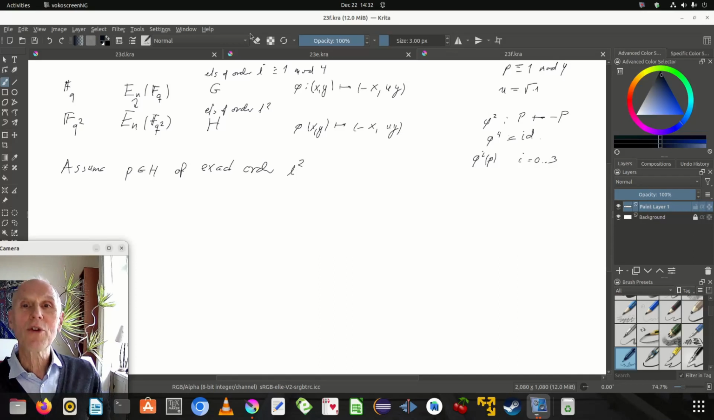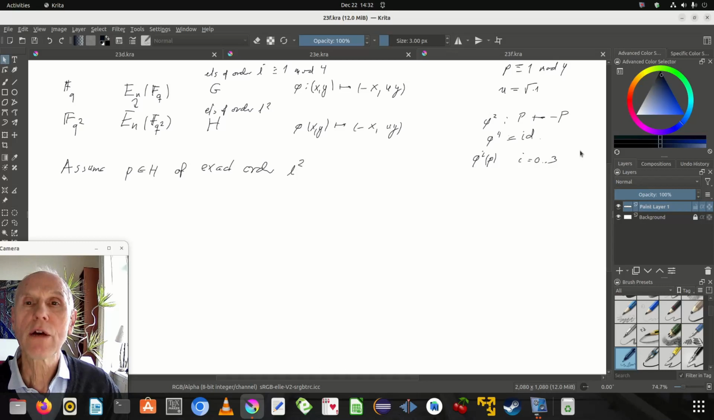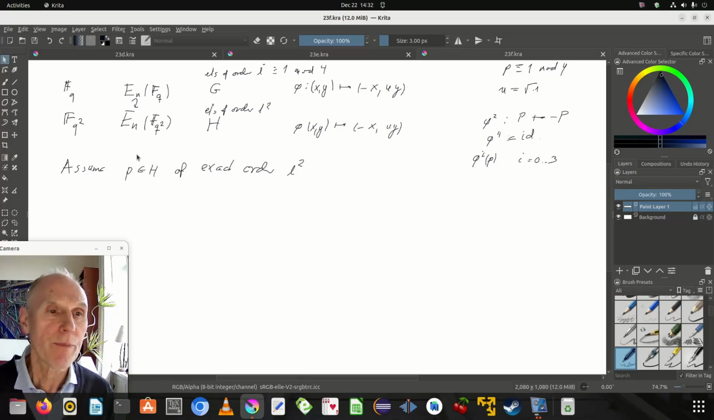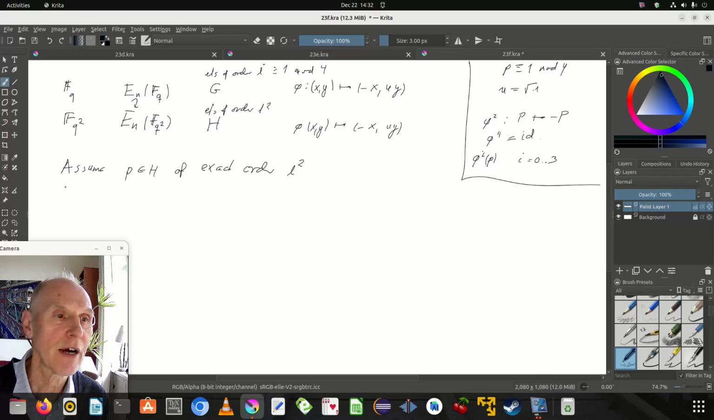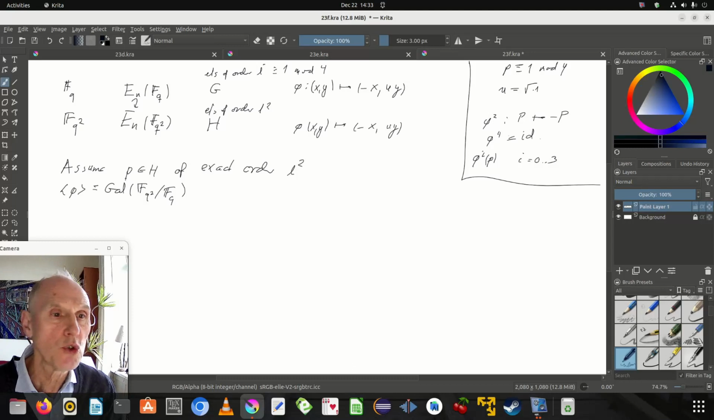Well, it's now the afternoon. I tried to make an example here, and it turned out to be totally feasible all the way through. So what we need to do is to work with the Galois group. Skip this and let phi be the generator of the Galois group. And still we assume that the point P has exact order L squared.